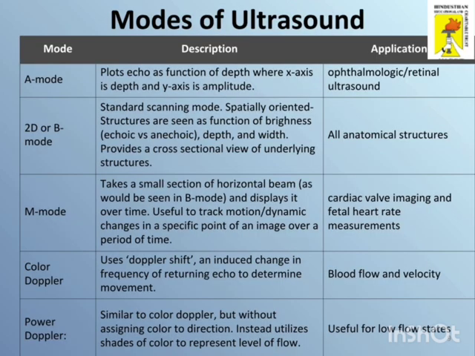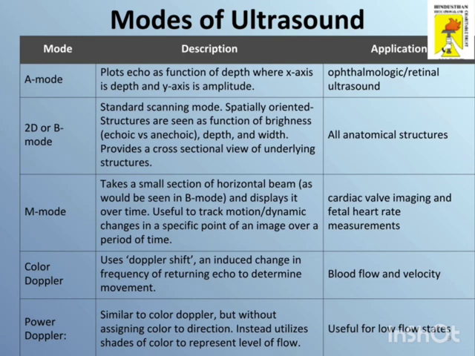There are different modes in ultrasound. The first one is A mode. A mode plots echoes as a function of depth, where the x-axis is the depth and the y-axis is the amplitude. This is widely used in ophthalmologic applications.